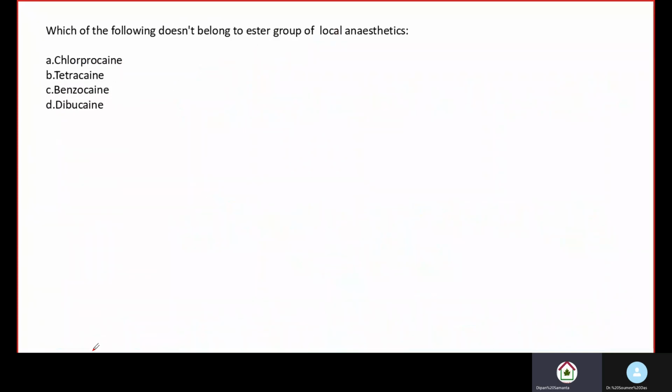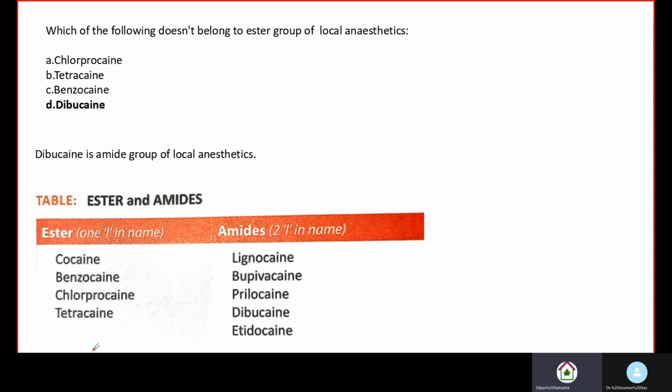Which of the following doesn't belong to the ester group of local anesthetic agents? Chlorprocaine, tetracaine, benzocaine, and dibucaine. The answer will be dibucaine, because dibucaine is an amide group.